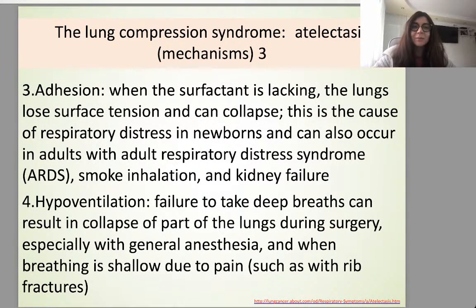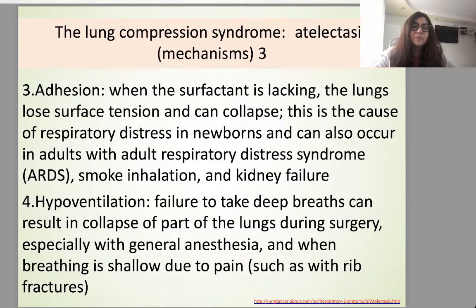The third mechanism, we name it adhesion. When a surfactant is lacking, I hope you remember from pathophysiology what surfactant is. When there is a deficit of it, the lungs lose surface tension and can collapse. This is in the case of respiratory distress in newborns, and can also occur in adults with adult respiratory distress syndrome, or ARDS. It can occur in smoke inhalation and kidney failure.